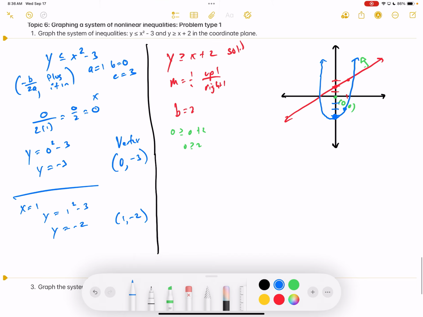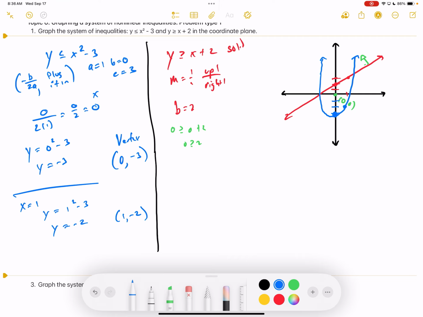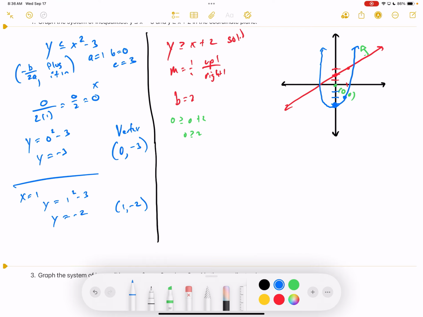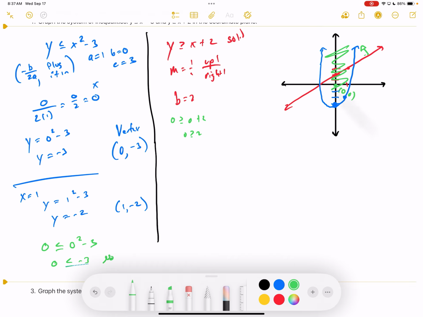To figure out where to shade, it's kind of the same thing, but it's more like inside and outside instead of above and below. So when I plug in 0, 0 is less than 0 squared minus 3. 0 is less than -3. That is no. Okay? So that means all these points on the inside right here, where 0, 0 is, they do not work. I need to shade away from there.